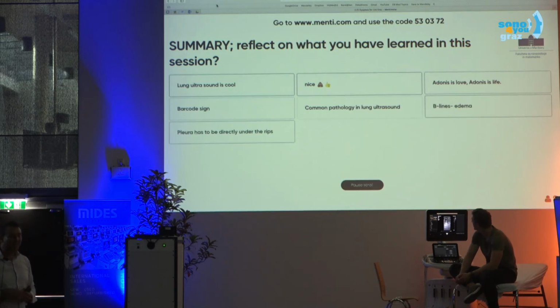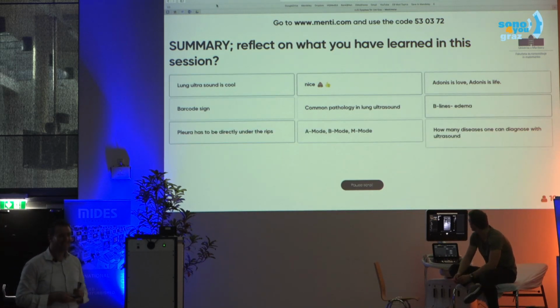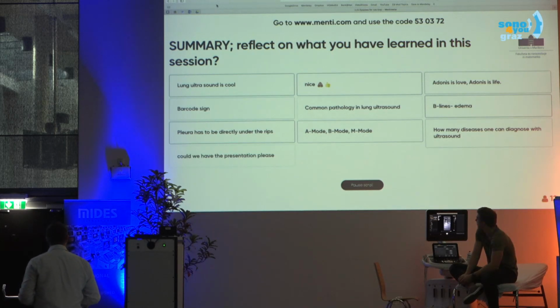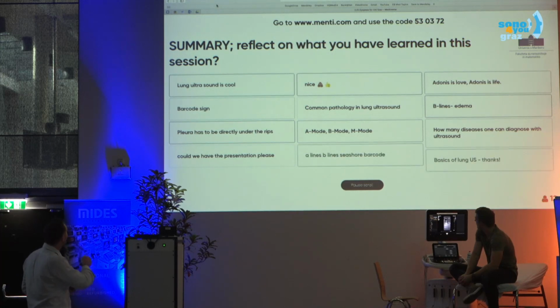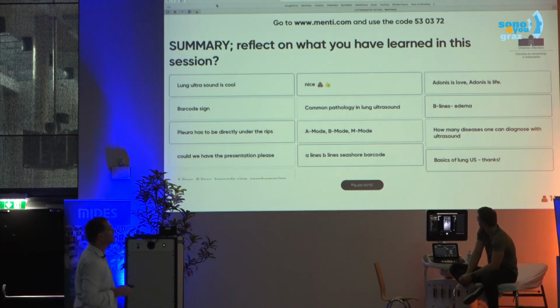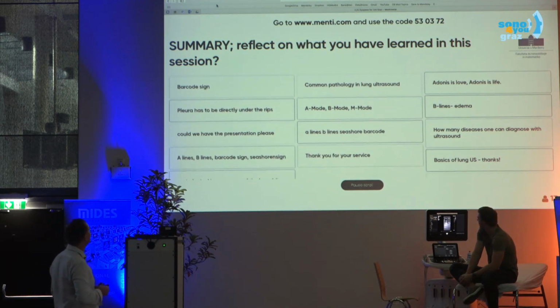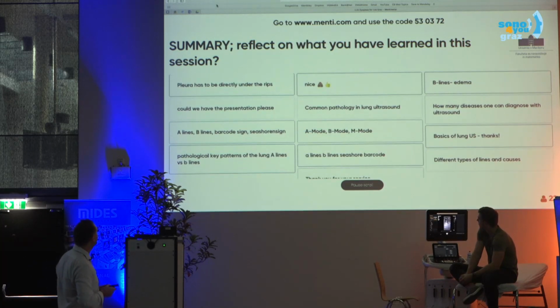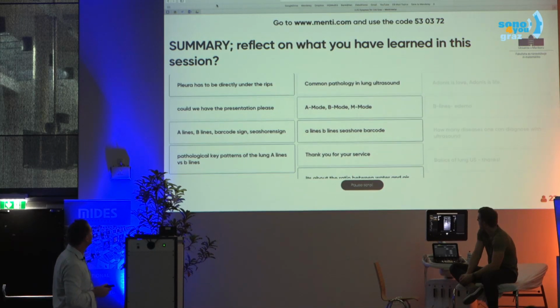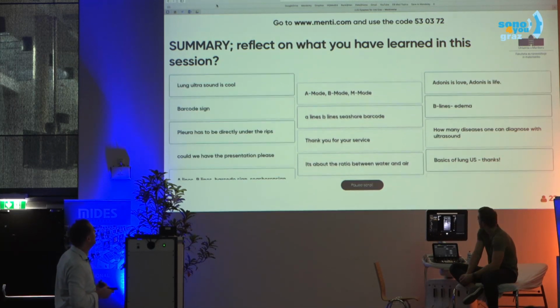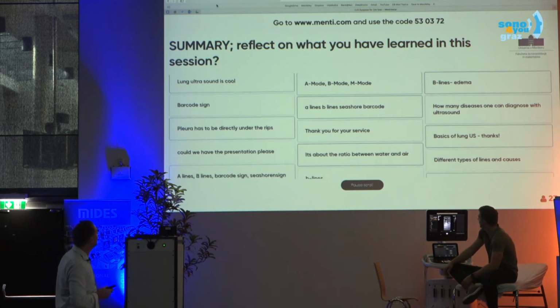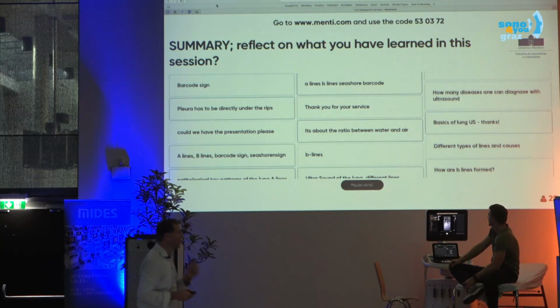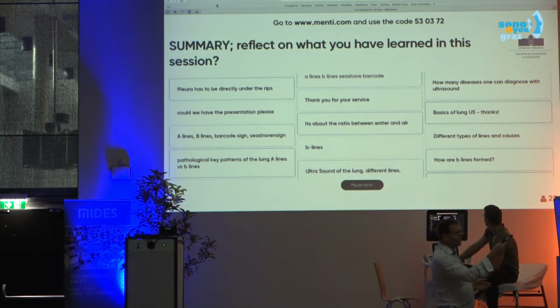Okay. Anything more specific? Okay, good. Pleura has to be directly under the ribs. I agree with that. How many diseases can one diagnose? Quite a few. Basic lungs, thank you for the service. You're welcome. A lines, B lines, the Bericon seashore sign, different types of line causes. Pathological key patterns, it's about the ratio between water and air, very smart. Different types of that.